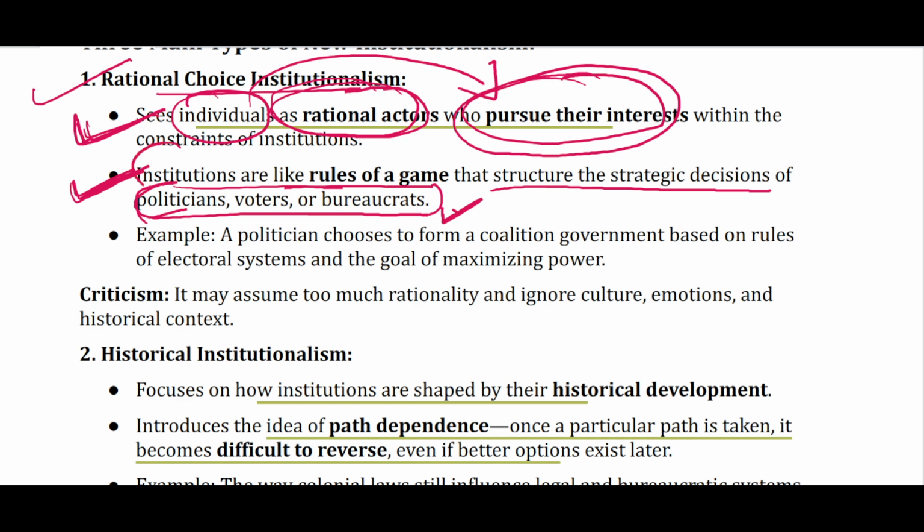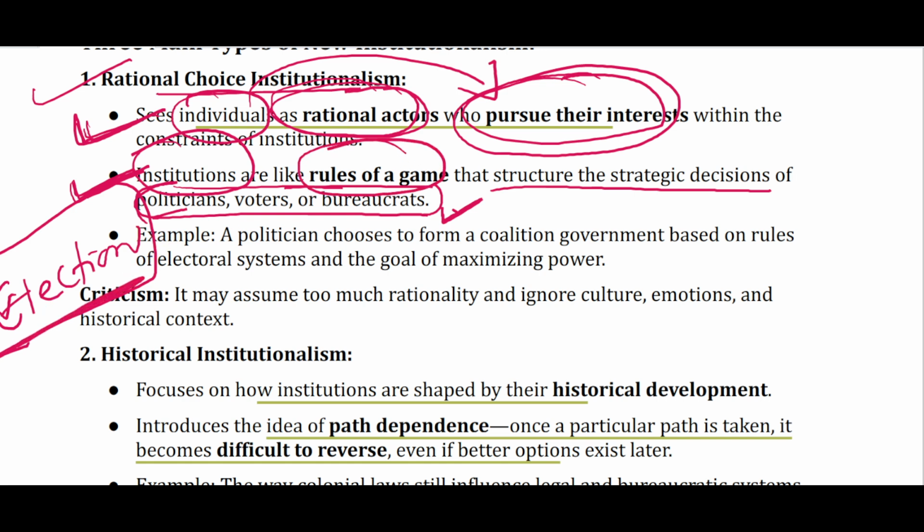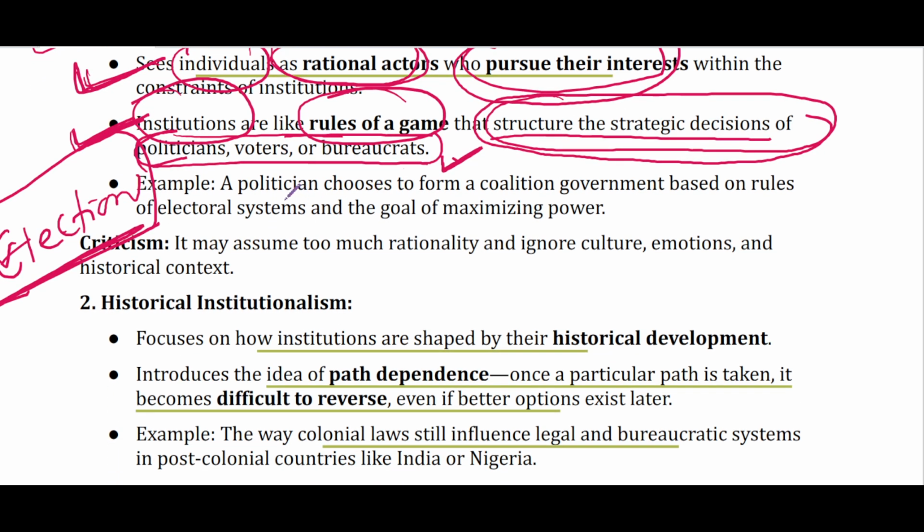फिर जो पॉलिटिकल इंस्टीट्यूशंस हैं, लाइक वोटिंग हो गया, या इलेक्शन कमीशन हो गया, या इलेक्शन कह सकते हैं एट ब्रॉडर लेवल, इलेक्शन हो गया। Now this institution is like a rule of game, कि अब इस गेम में पार्टिसिपेट करने के लिए सारे एक्टर्स हैं, ब्यूरोक्रेट्स भी हैं, पॉलिटिशियंस भी हैं, वोटर्स भी हैं, एंड द ऑफिस होल्डर्स भी हैं, द वाना बी ऑफिस होल्डर्स, सो या एस्पिरेंट कह सकते हैं। तो ये चारों एक्टर्स जो हैं, दे आर की प्लेयर्स इन दिस गेम। सो ये इलेक्शन जो है, हाउ इट इज स्ट्रक्चरिंग, हाउ इट इज इन्फ्लुएंसिंग द स्ट्रेटेजिक डिसीजंस ऑफ ऑल दीज एक्टर्स। सो एग्जांपल यहाँ पे दिया हुआ है कि अ पॉलिटिशियन चूज टू फॉर्म अ कोलिशन गवर्नमेंट which is based on rules of electoral system and the goal of maximizing power.